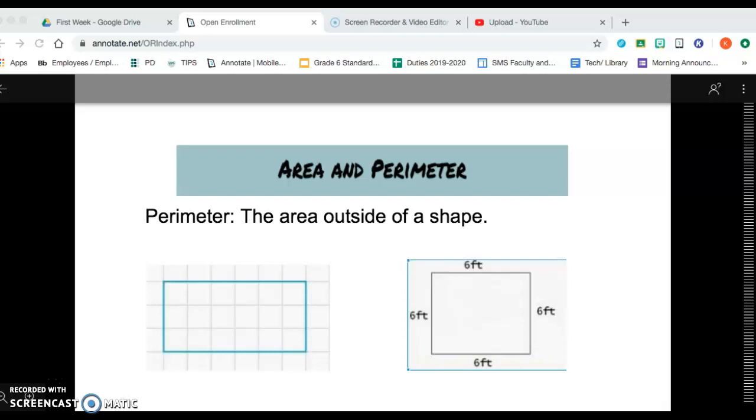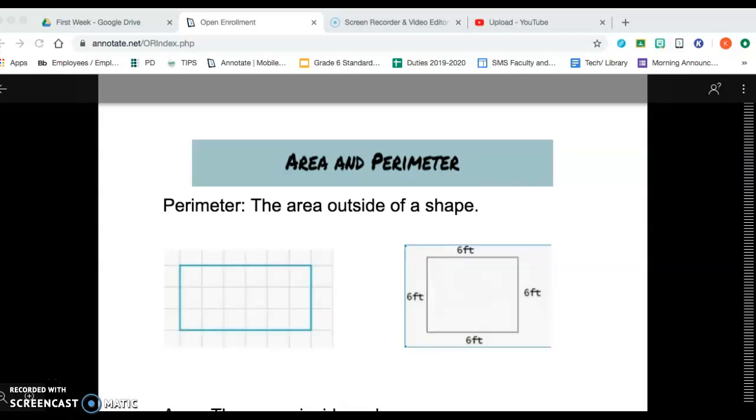So these questions may look familiar. They are the questions from the warm-up that you had on Friday. I just want to go over them. Most of you got them right, but there were a few issues that I want to address. So first of all, let's just review. Perimeter is the area outside of a shape. Honestly, it might be better if you say around, so the area around a shape.